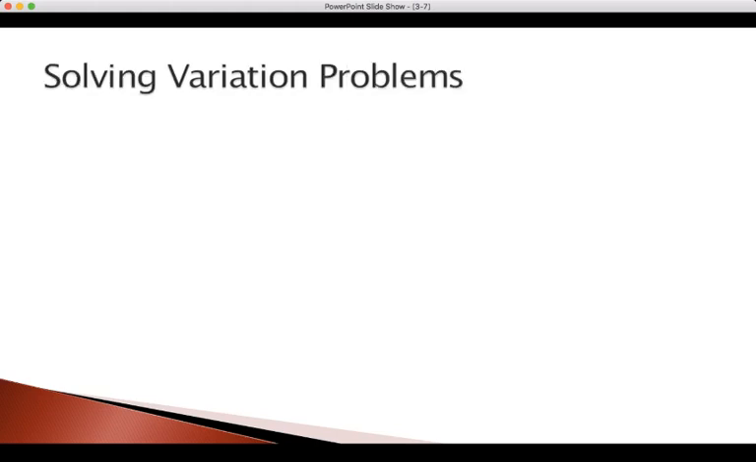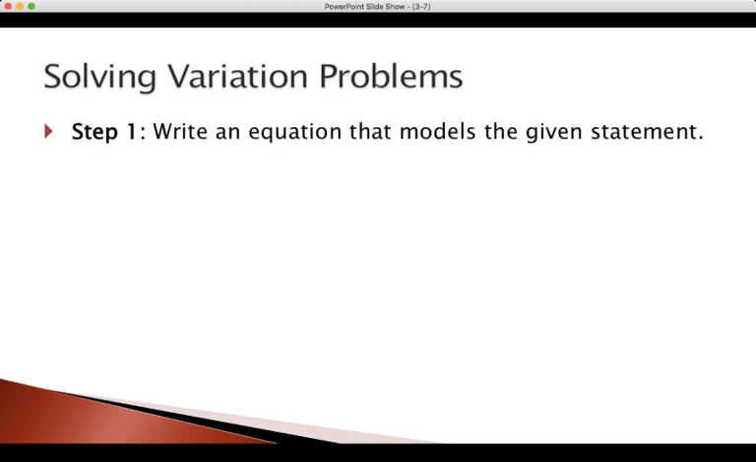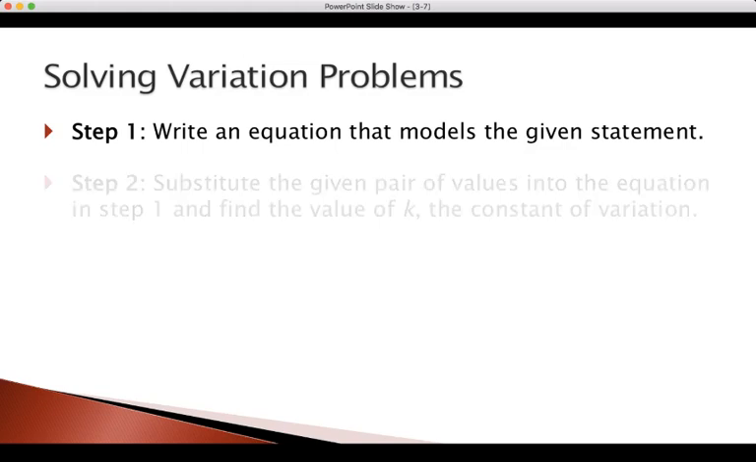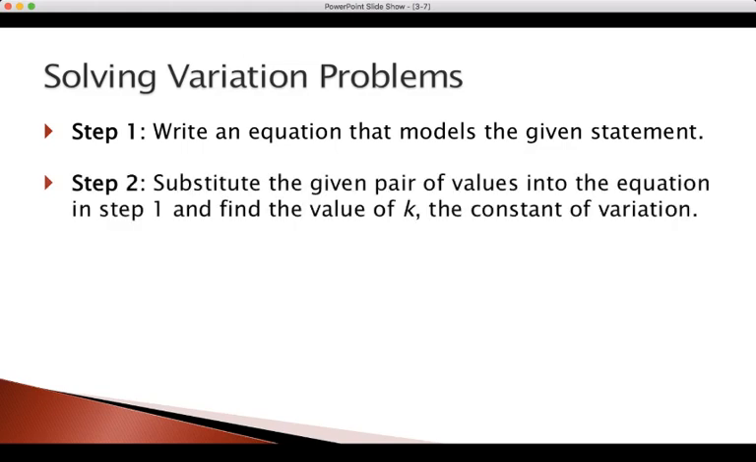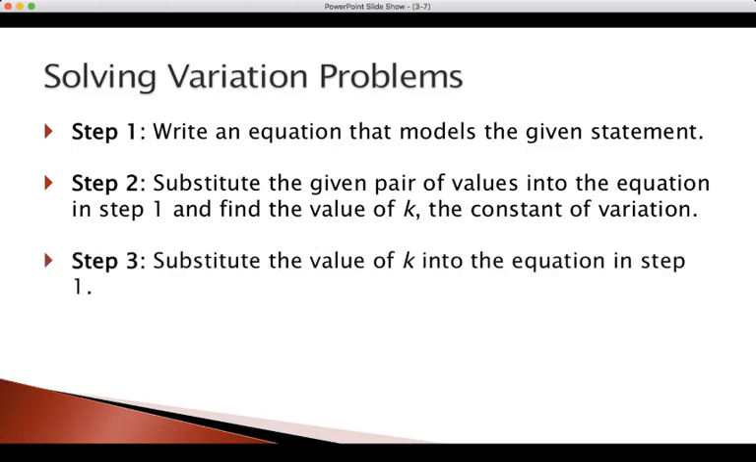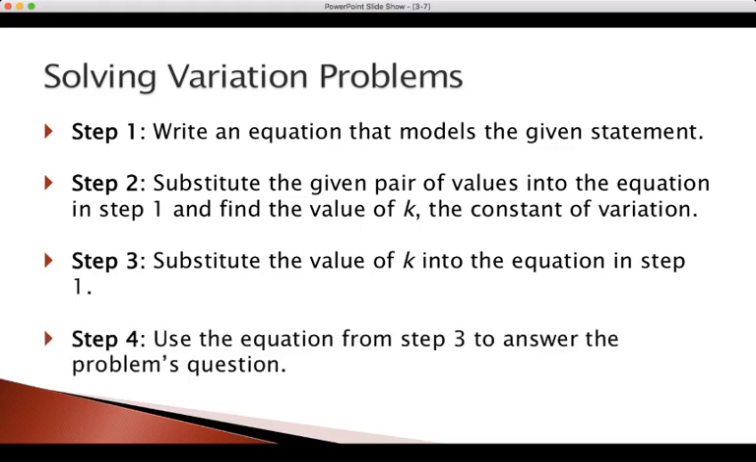So we want to be talking about how to solve these variation problems. Step 1. Write an equation that models the given statement. Step 2. Substitute the given pair of values into the equation in step 1, and then find the value of k, the constant of variation. Step 3. Substitute that value of k back into the equation in step 1. In step 4, use the equation from step 3 to answer the problem's question.